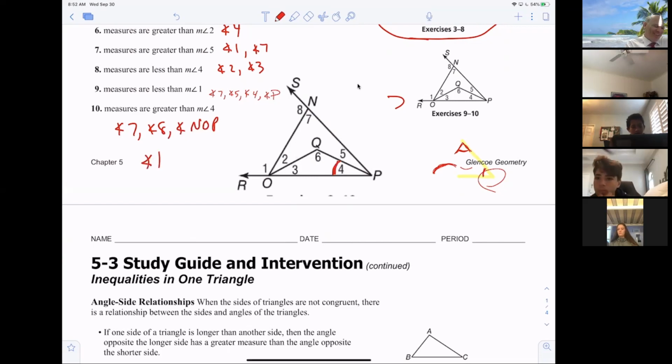All right, here we go. So then we got angle 8. Okay, I like that. Angle 8 is definitely greater than angle 4. For those of you who don't understand that, angle 8 has to be greater than these two angles. All right, so far, Bo's 2 for 2. What else?